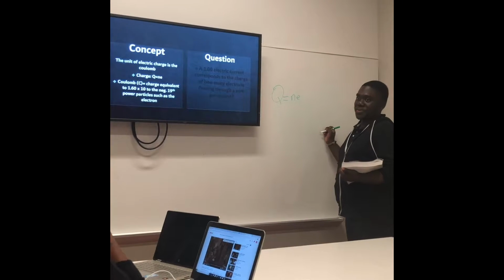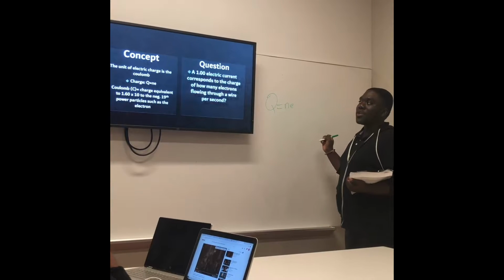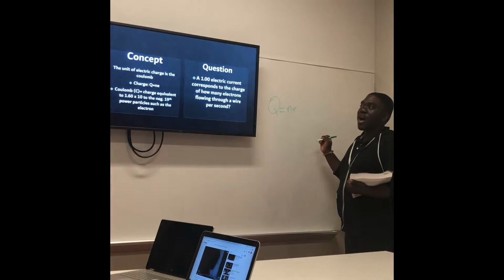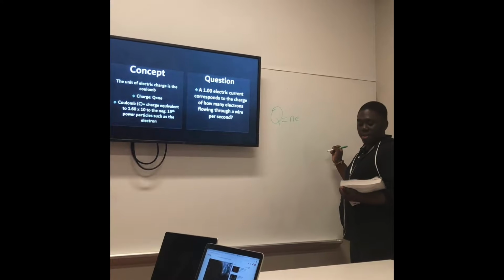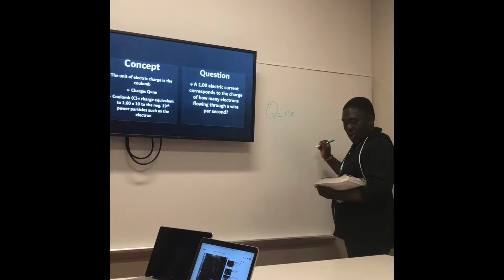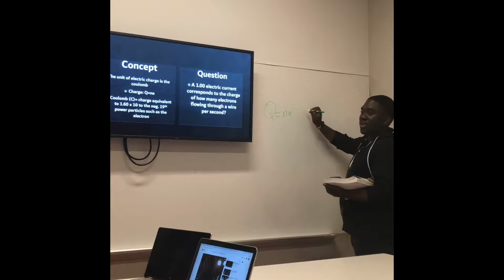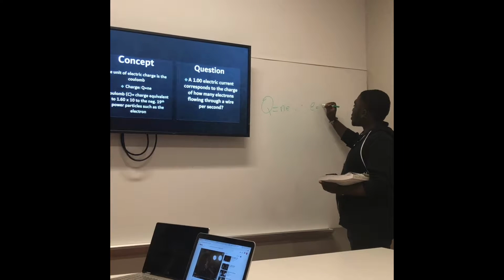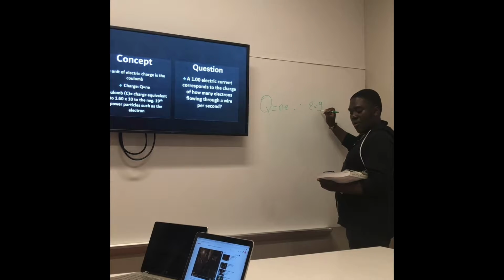Now we read our question. A 1.0 amp electric current corresponds to the charge of how many electrons flowing through a wire per second. We need to also put the equivalent of this equation, which is E equals Q over N.